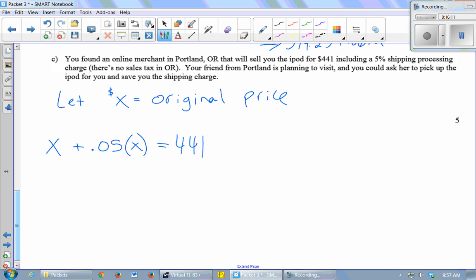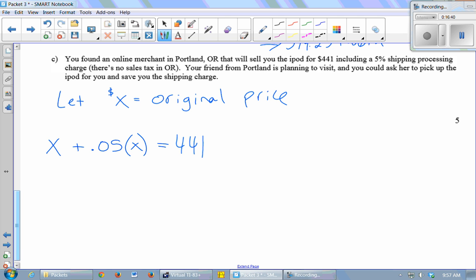No, it says $441 includes shipping. So I want to find the price before shipping. Does that make sense? It does include shipping, but I don't want it to. If your friend is going to pick it up for you, you won't have to pay shipping. So I'm trying to figure out how much this costs without shipping. All right, so I have this equation.